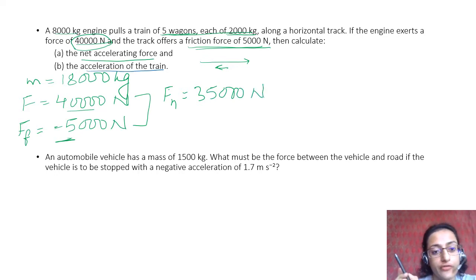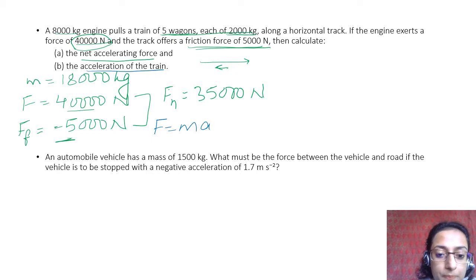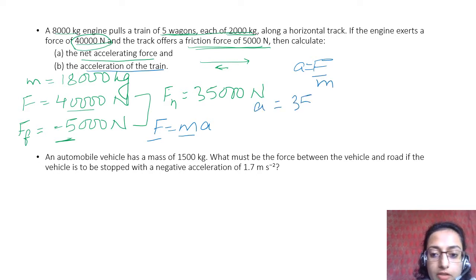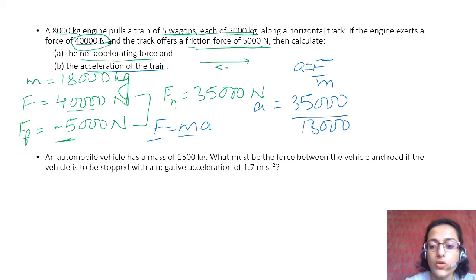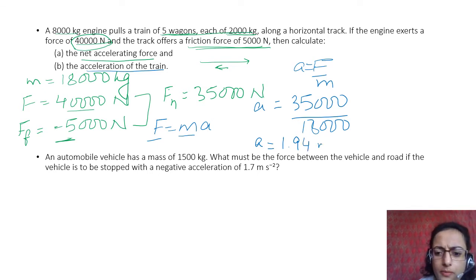Find the acceleration of the train. Now what is acceleration? Force is equal to ma. We have the mass, we have the force. So a is equal to F by m, that is, a is equal to 35,000 upon 18,000, right? So what is the answer of this? This comes to somewhere around 1.9, right? Because 36,000 would have been 2. So this is 1.94 meter per second square, right?